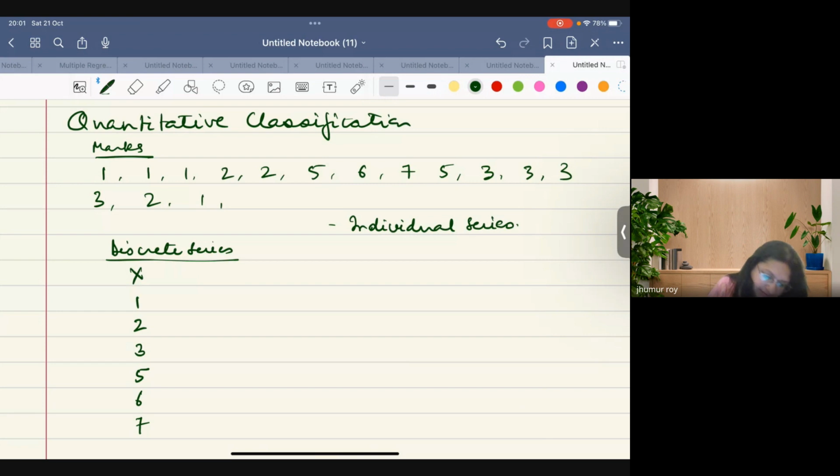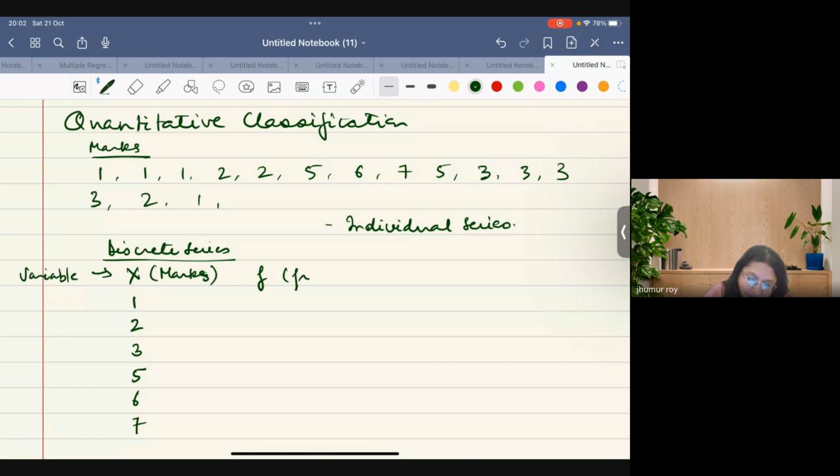Okay, so this is my X. X is what? X is my variable. Whenever you talk about a variable, you will be writing it as X and Y. What is this variable? This is marks. Is it clear? So in this particular case, marks is my variable. I've written this. Now after this we write frequency.